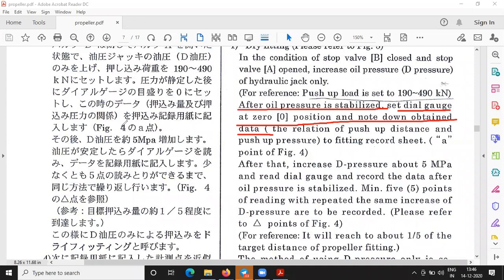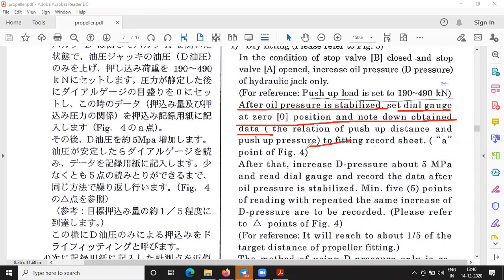When there is no further movement of the propeller boss. What happens when there is no further movement of the propeller boss? That time the deflection has to start. Understanding? That's why I told you that point was very important.